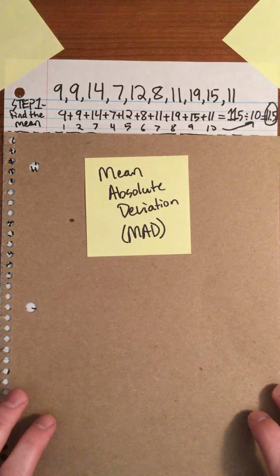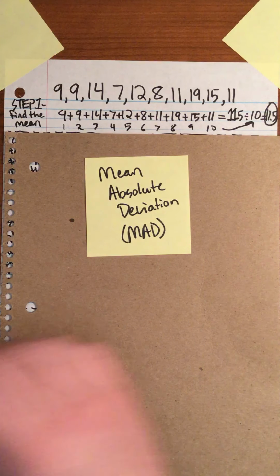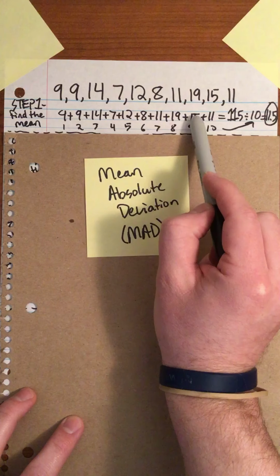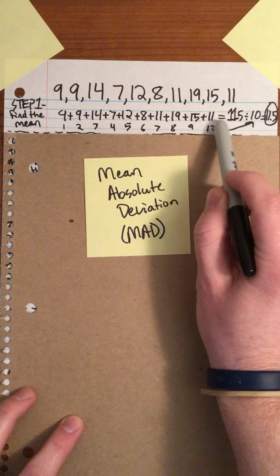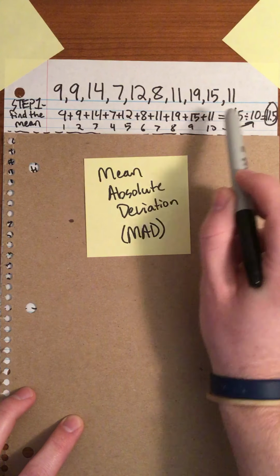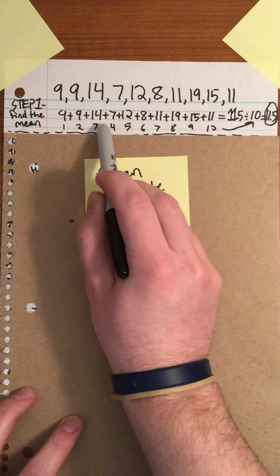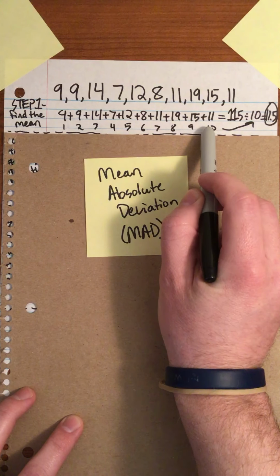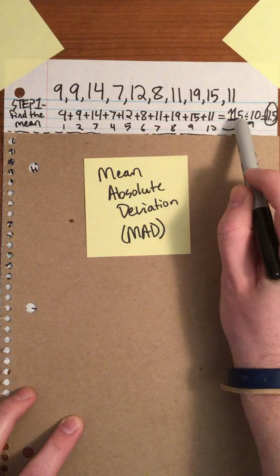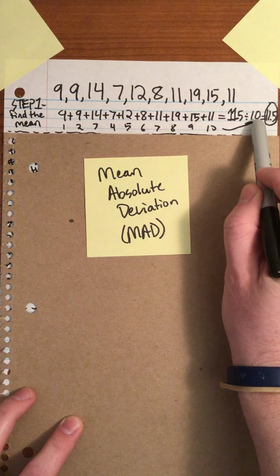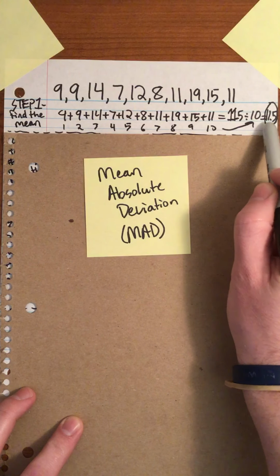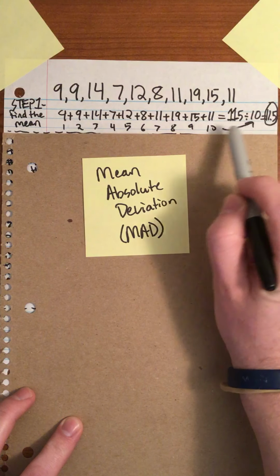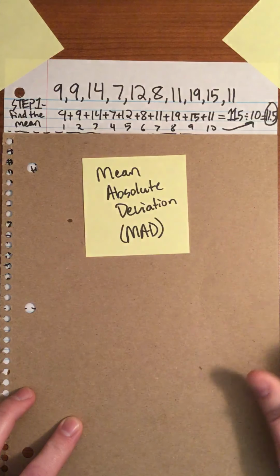Now the mean, if you remember, is the average, and we find the mean by adding up every single data point that we have, and in this case that adds up to 115, and then we divide by how many total numbers there are. So in this case we have 10 total numbers, so we do 115 divided by 10 equals 11.5. So that's our mean for this data. That's the average of this whole data set.